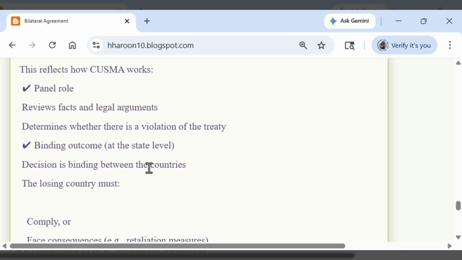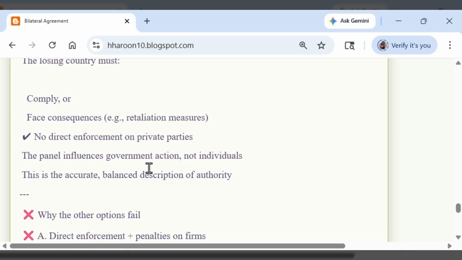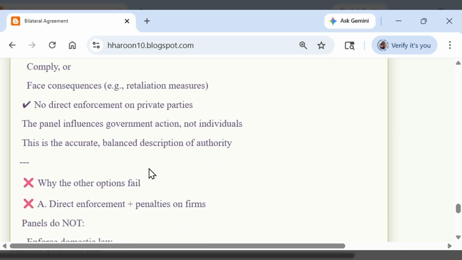Panel role: reviews facts and legal arguments. Determines whether there is a violation of the treaty. Binding outcome at the state level: the decision is binding between the countries. The losing country must comply or face consequences, e.g., retaliation measures. No direct enforcement on private parties: the panel influences government action, not individuals. This is the accurate, balanced description of authority.